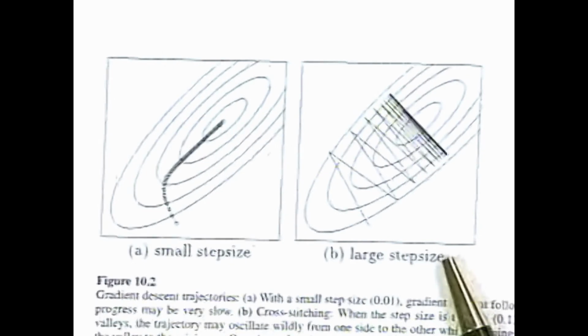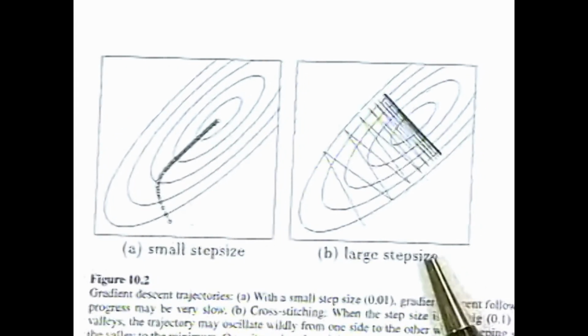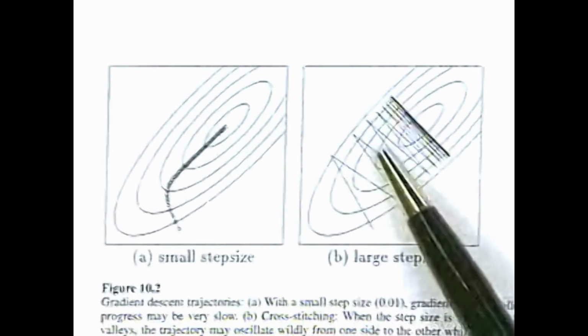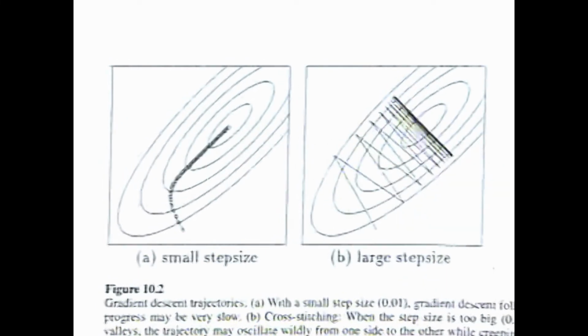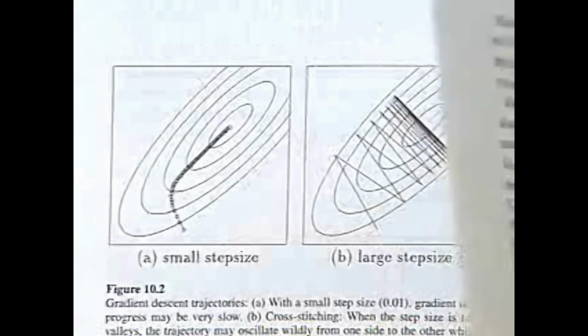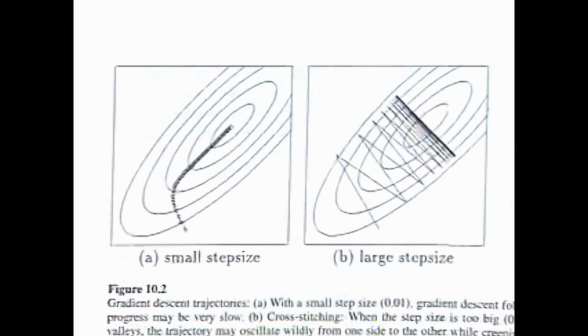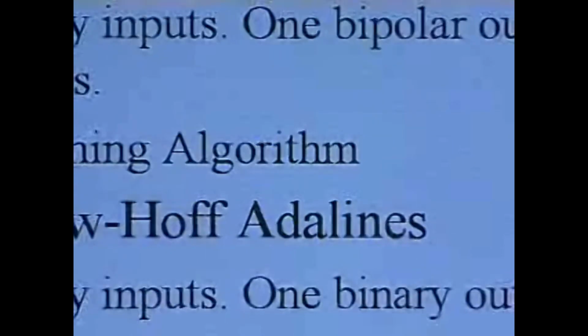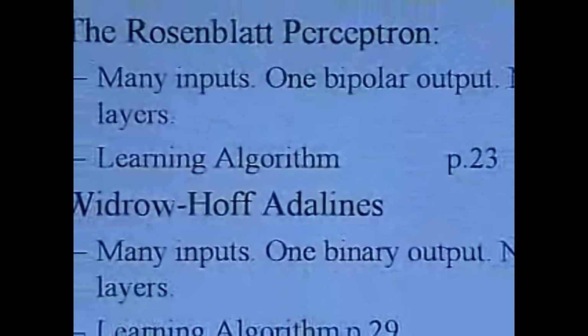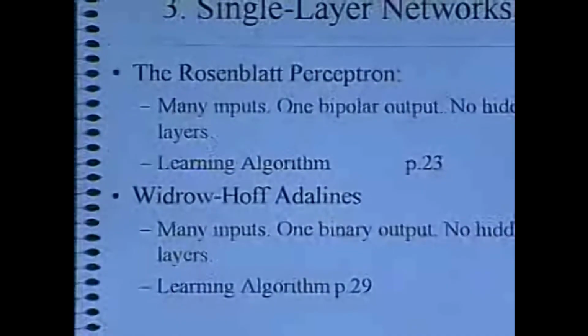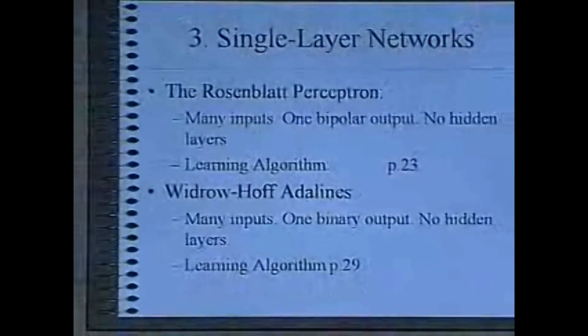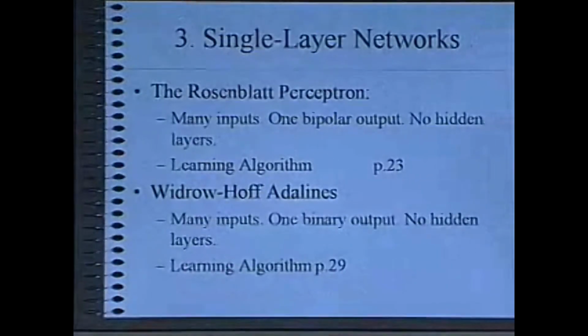Here we have a very, very large step size. And with a large step size, we begin to perform these crazy operations as we have here. Now, if I can find it, we also have a difference between steepest descent and the Woodrow-Hoff, which is very, very different.